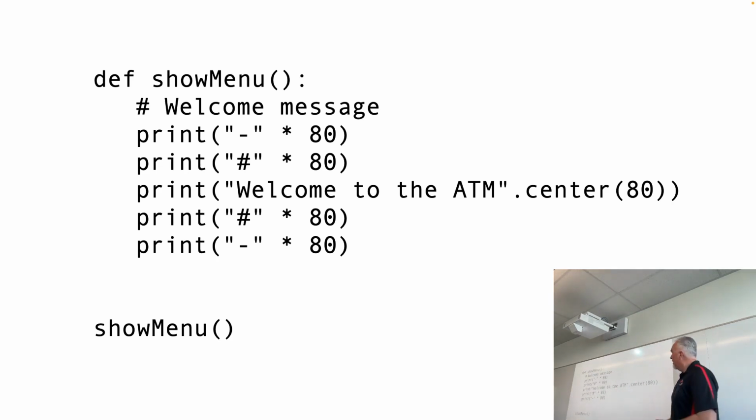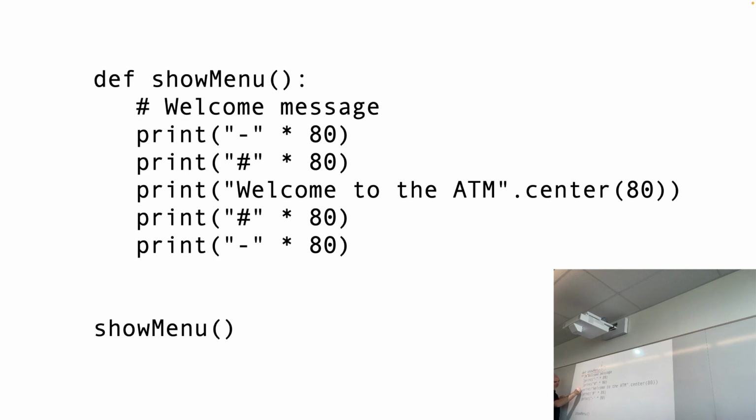So we have the word def, which means define. So we're defining a function. We have the name of the function, followed by parentheses. If we're not adding parameters to that function, then those parentheses are empty, but they still have to be there. And then, of course, we have the colon.